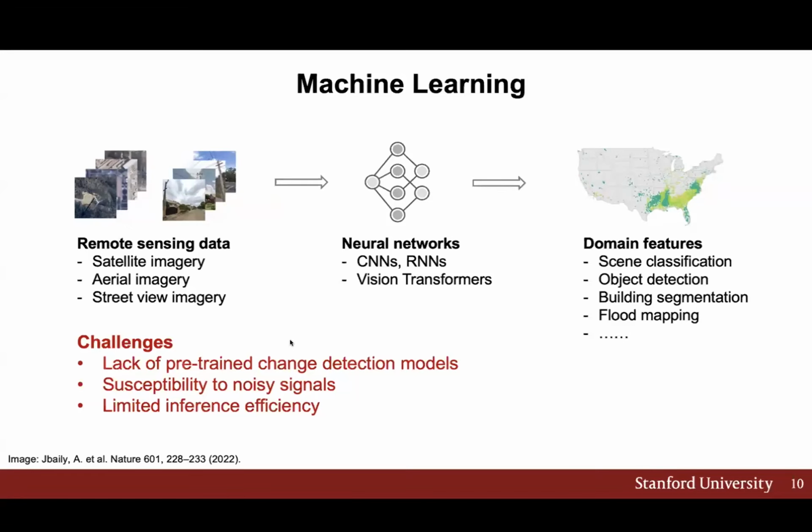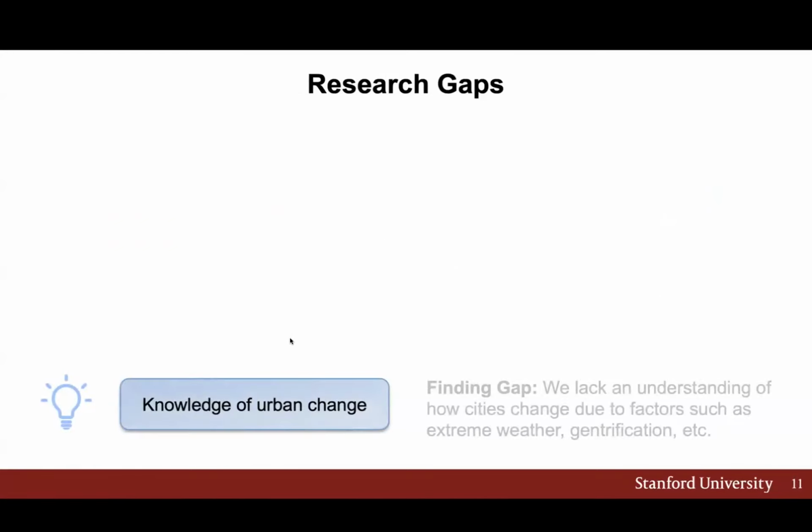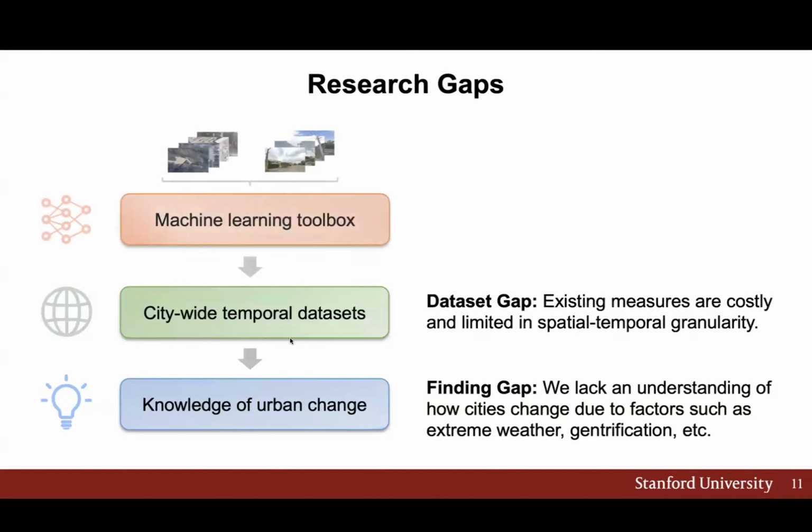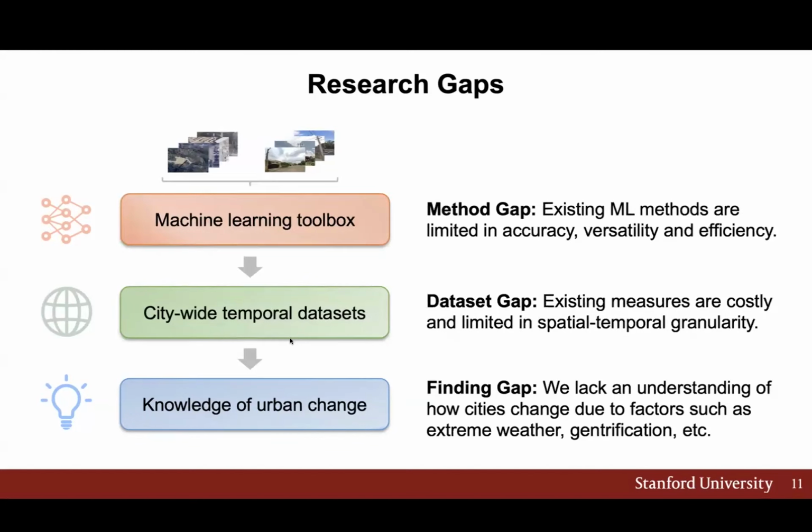To address those challenges in datasets and methods, we propose some contributions. We first need to bridge the gap in methods. We need to solve the accuracy issue and the efficiency issue so we can test it on different tasks. And with this machine learning toolbox, it's possible to create citywide temporal data sets, which in the end will enable us to discover new knowledge of how cities change over time.